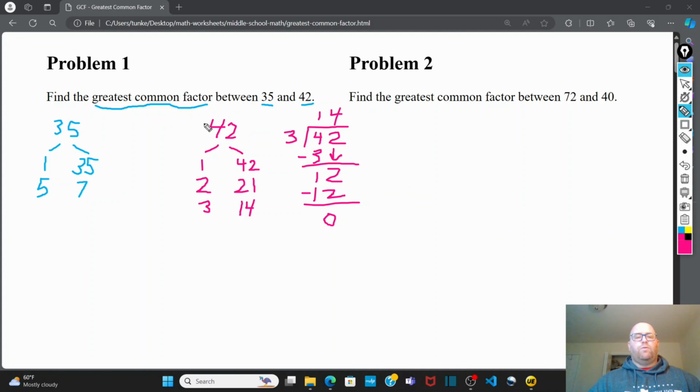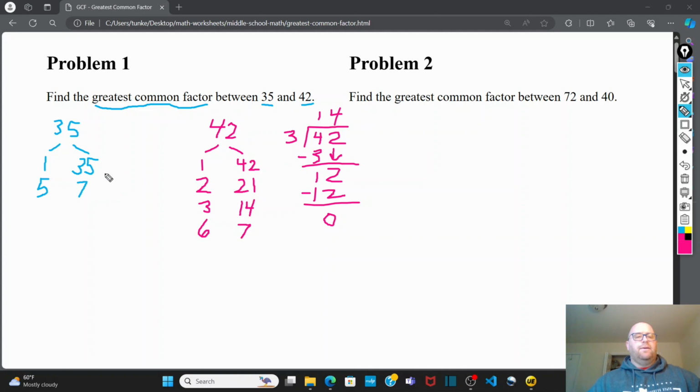It's not divisible by 4. These two digits are not divisible by 4, or 5 because it ends in a 2. But since it's divisible by 2 and 3, it is divisible by 6. 6 times half of 14, because 3 is half of 6, will give me 42. So 6 times 7 gives me 42.